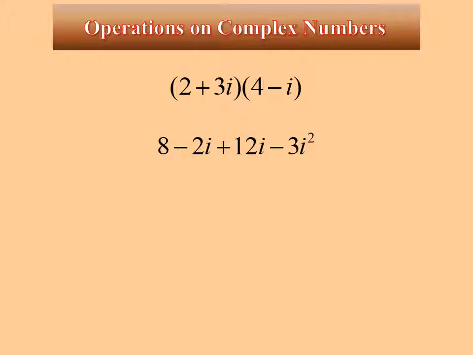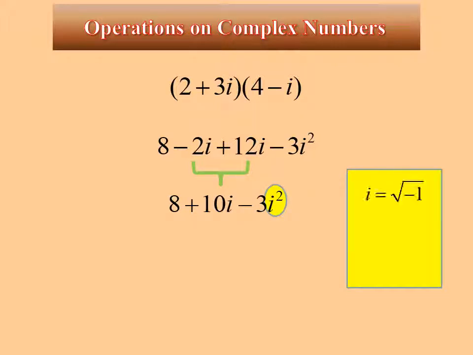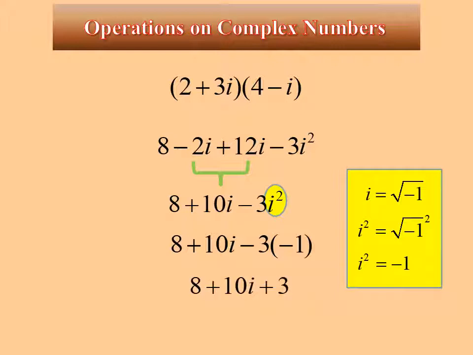Now the i squared is quite the issue, but we can combine the negative 2i and the 12i together, and then recognize that the i squared is the same thing as -1. So if we replace the i squared with -1, we can then combine the 8 and the 3 together.